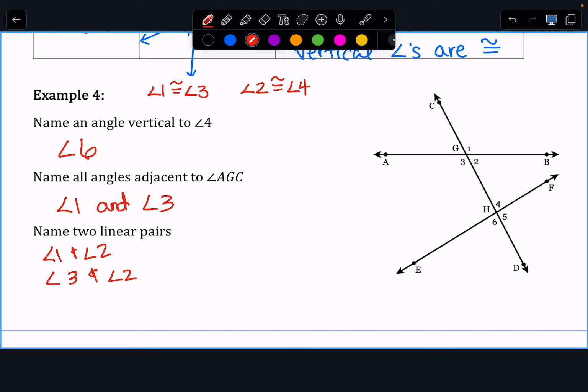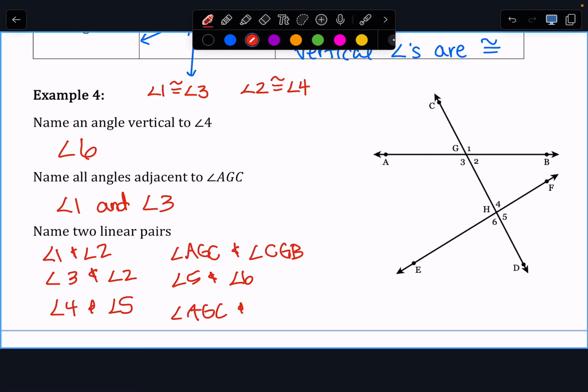Who else has a different answer they'd like to share? Jack. ABC and CGB. Yep. Angle 5 and 6. Yep. Adeline? Oh, sorry. Angle 4 and 5. Okay, Ethan? A, G, C. We can be really obnoxious, right? There's a lot of possible answers there. Are we all okay with what a linear pair is?